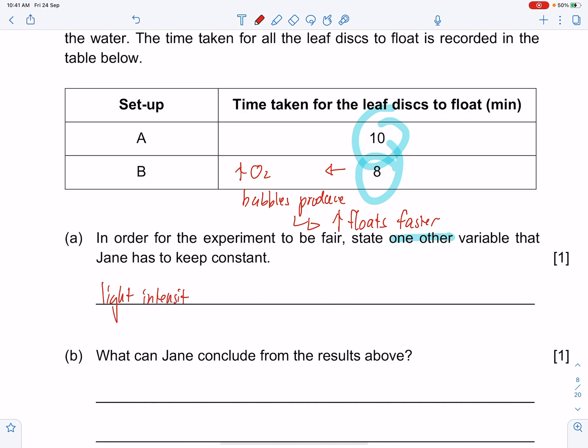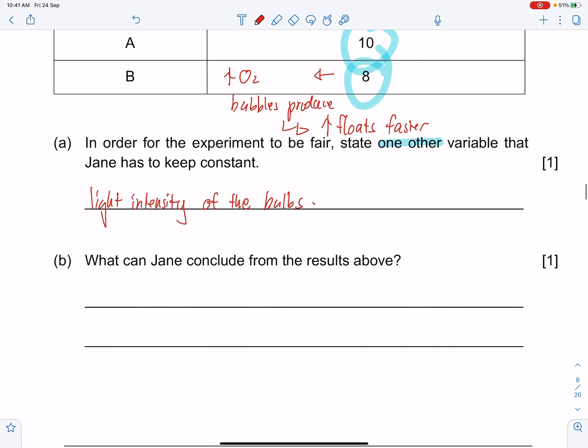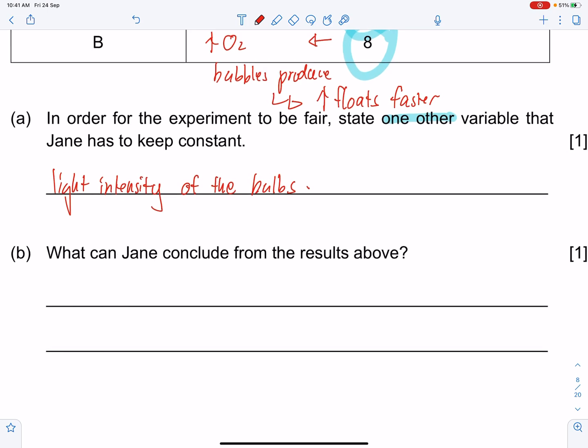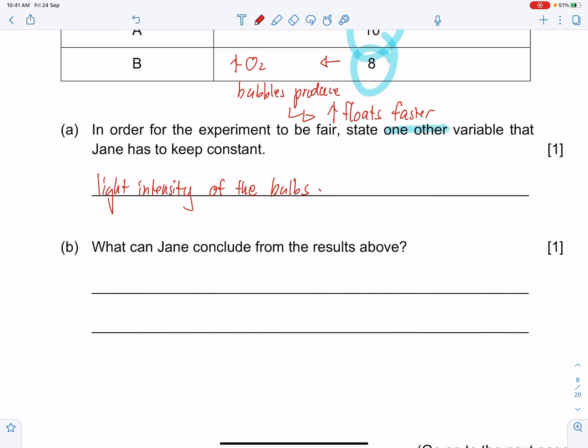I think that's a good answer. Light intensity of the bulbs, right? So they only tell you what? Red and blue, but they never tell you light intensity, correct? So you can talk about that. Don't give low-level answers like what location. Oh, okay, temperature also can. You can talk about temperature. That's also another good one to talk about.